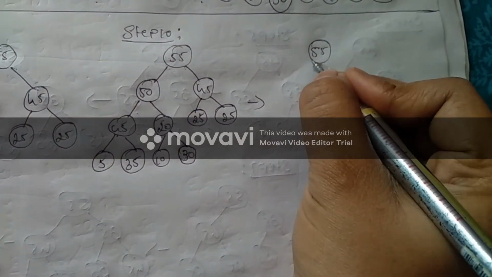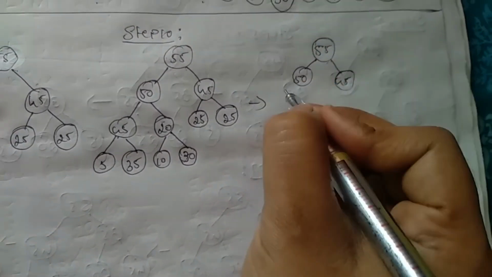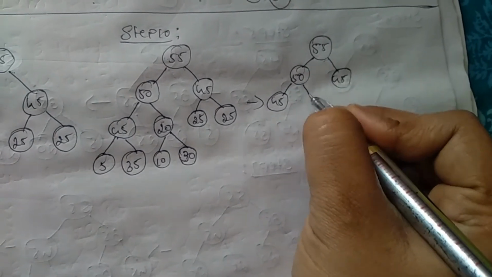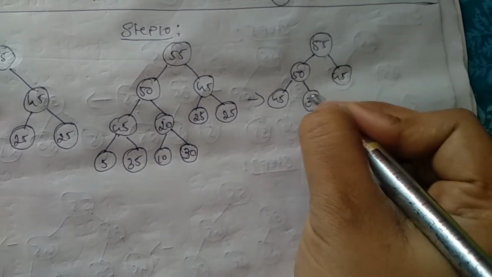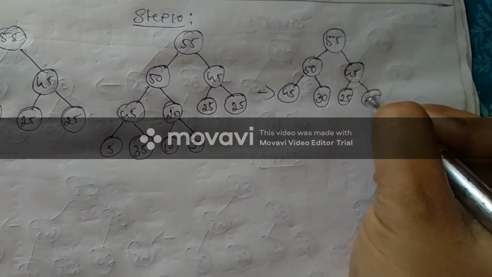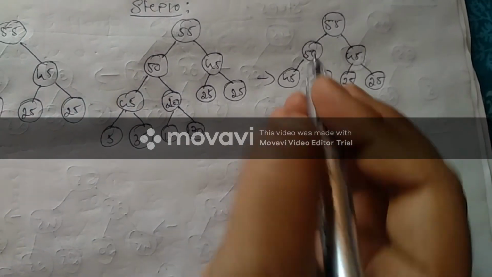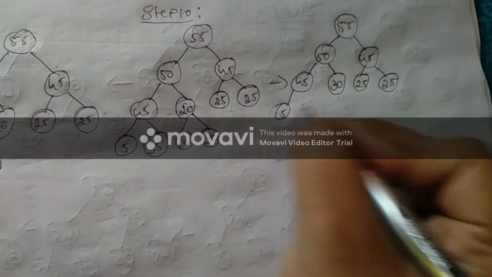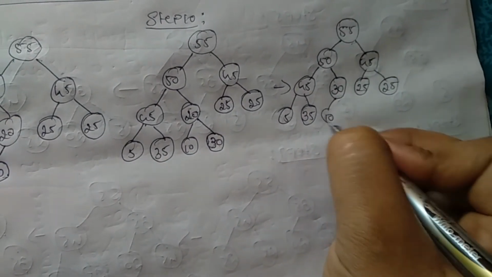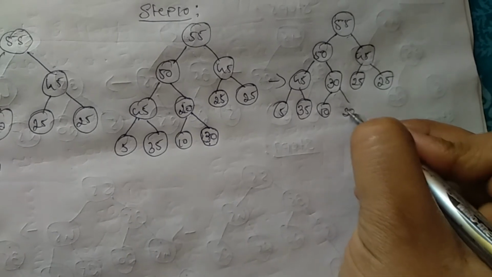What do you get? 55, 50, 45. Here 45 as it is. Instead of 20, I have to write 30 because you have to swap 20 and 30. Here 20 and 30. So in place of 20, I need to write 30. This 5 remains as it is. This 35 remains as it is. This 10 also. Then in place of 30, you have to write 20.